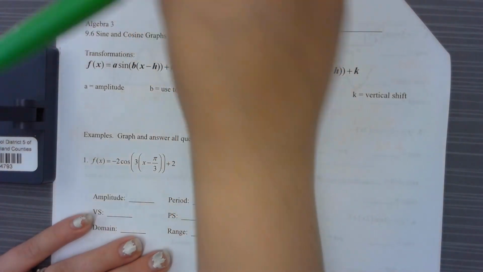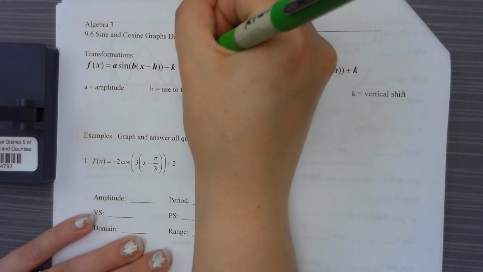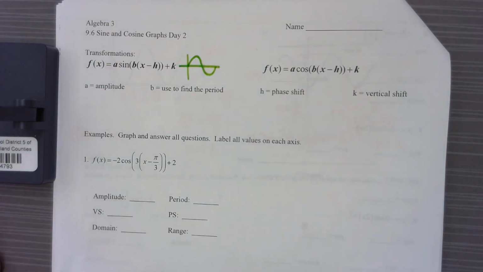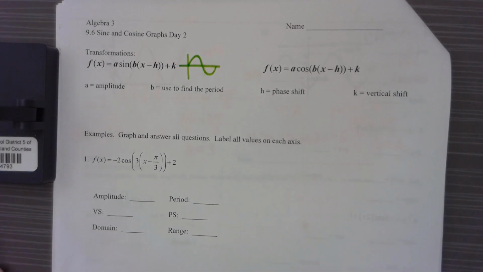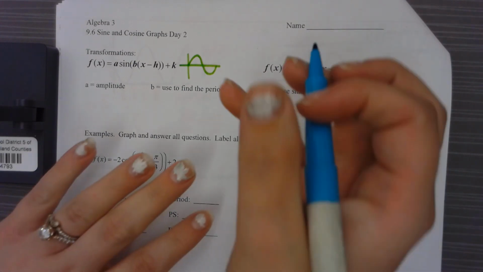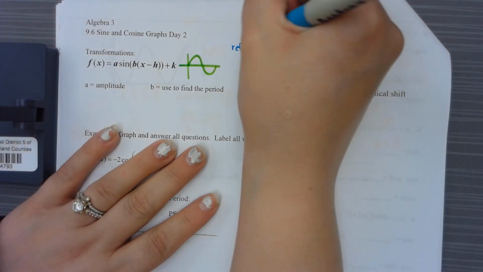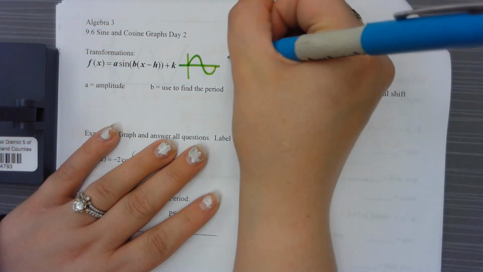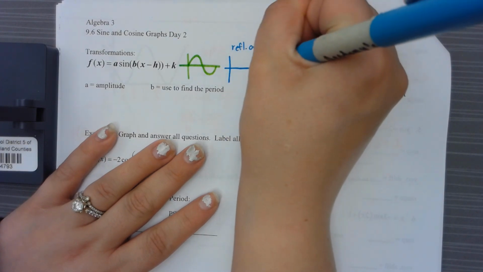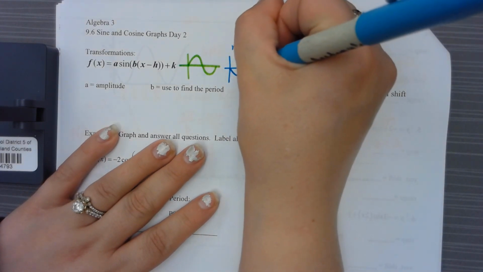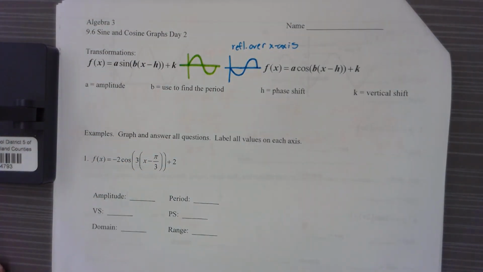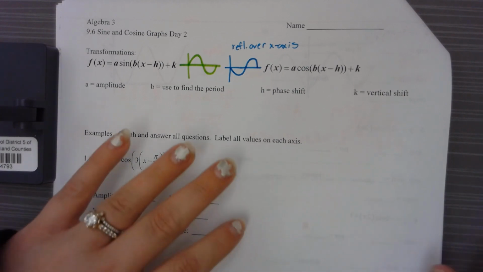So the shape of a normal sine graph is going to start at 0. It's going to go up, and it's going to look like this. Okay, so that's the general shape of a sine graph. Now, if there is a reflection over the x-axis, then that graph will still start at the same place, but it's going to go down first. Does that make sense? Okay.